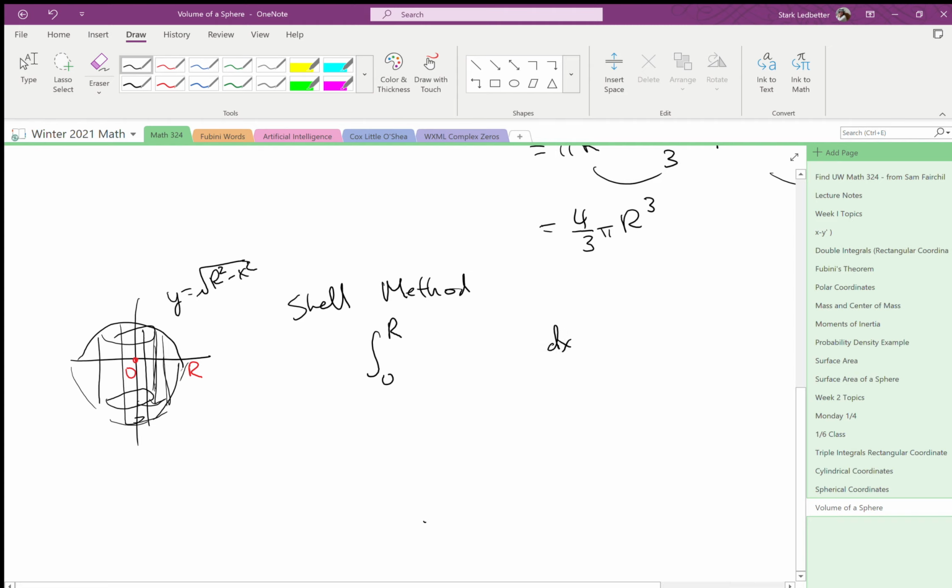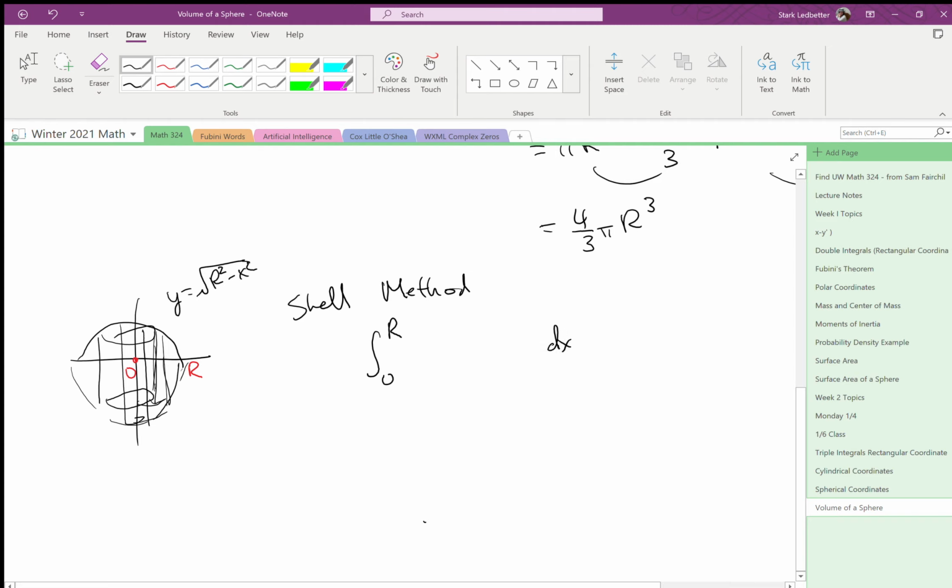So thickness is dx. Surface area of the cylinder is circumference times the height, because you can cut it out and roll it out into a rectangle. So circumference is 2 pi x, right? If you look at any given cylinder, then the radius of that cylinder is x. And then the height is double the y-coordinate of that point.